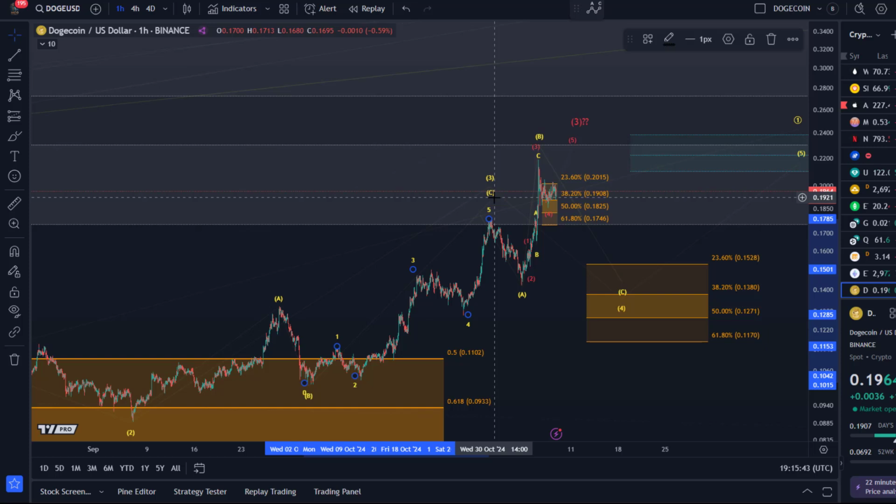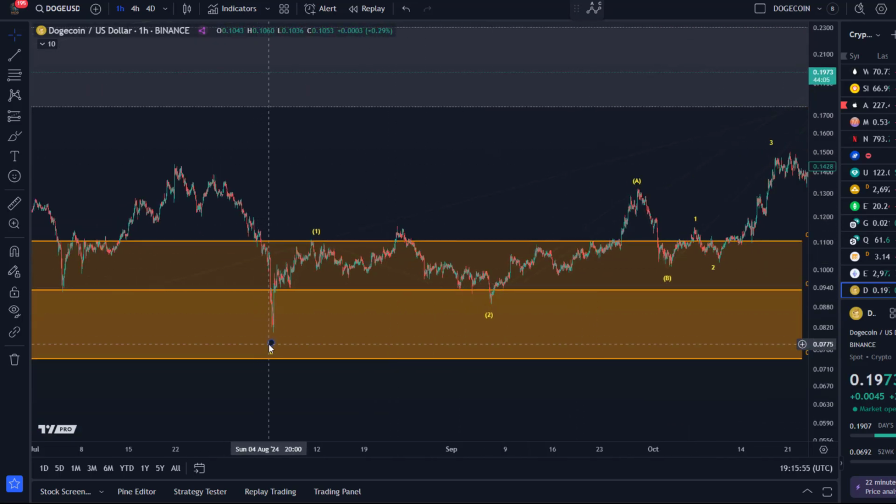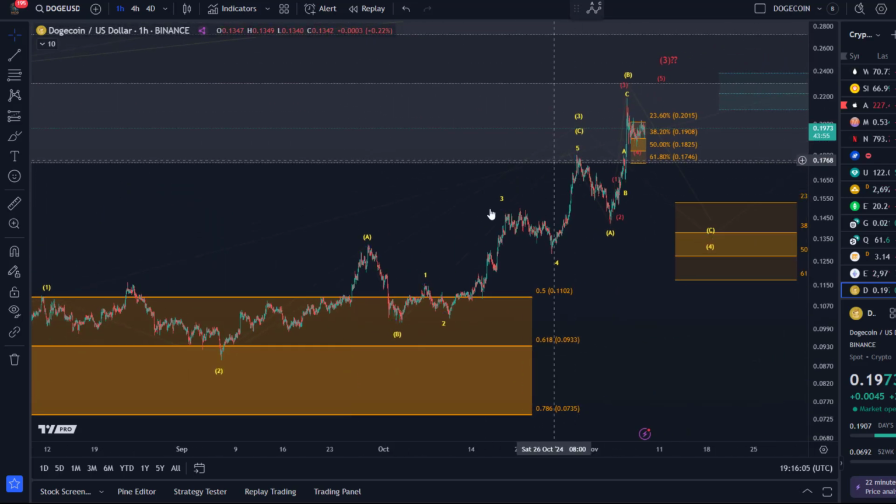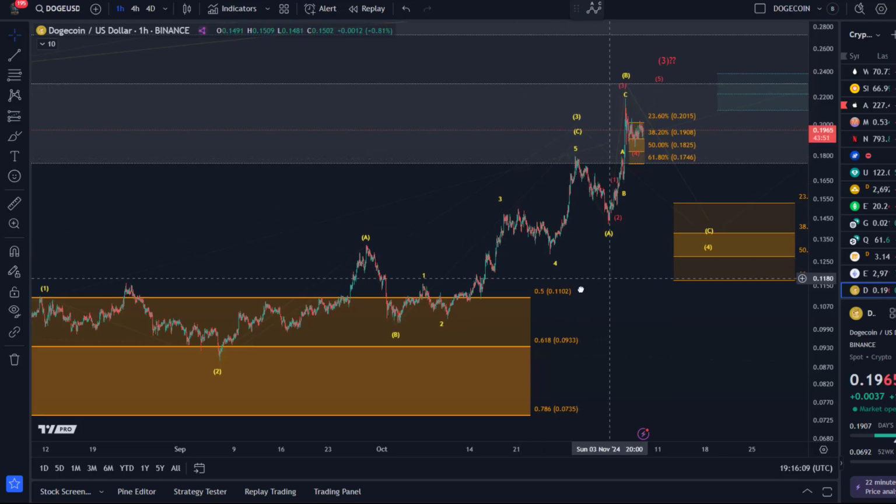Why are we dealing with ABC structures in the third wave? Because the entire move up is a so-called leading diagonal in wave 1, and that wave 1 is a 5-wave pattern as well. Why is it a diagonal? Because this here looks corrective, and this here is clearly a 3-wave move up. So I'm labeling this as wave A of 3. And then this was wave B, and this is wave C of 3.